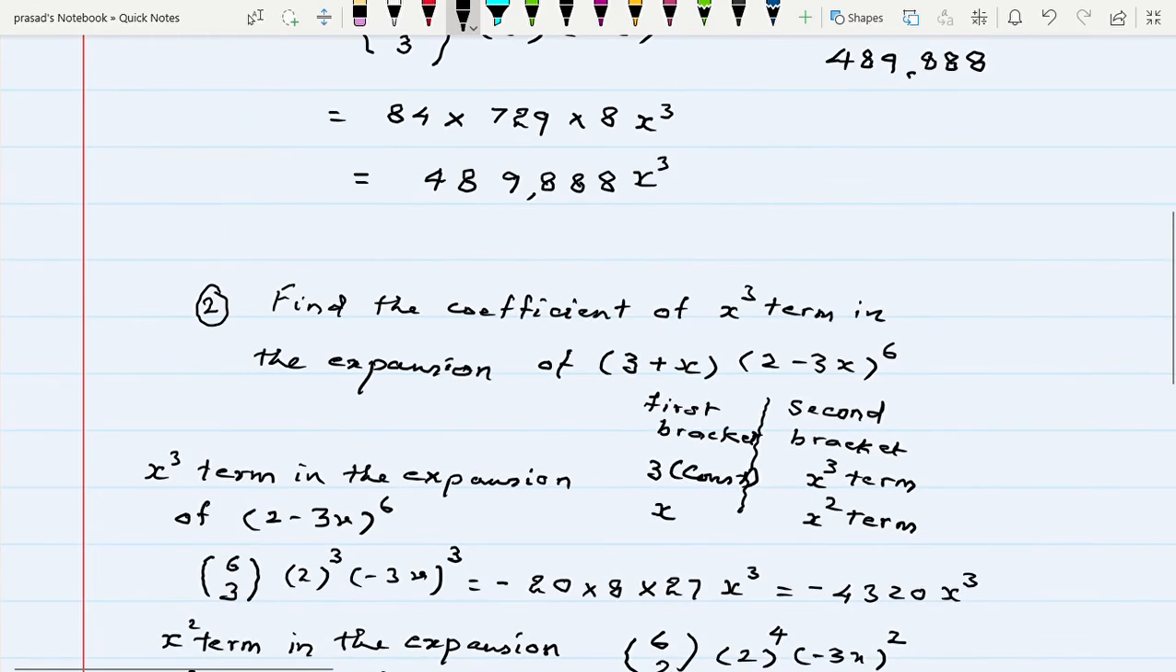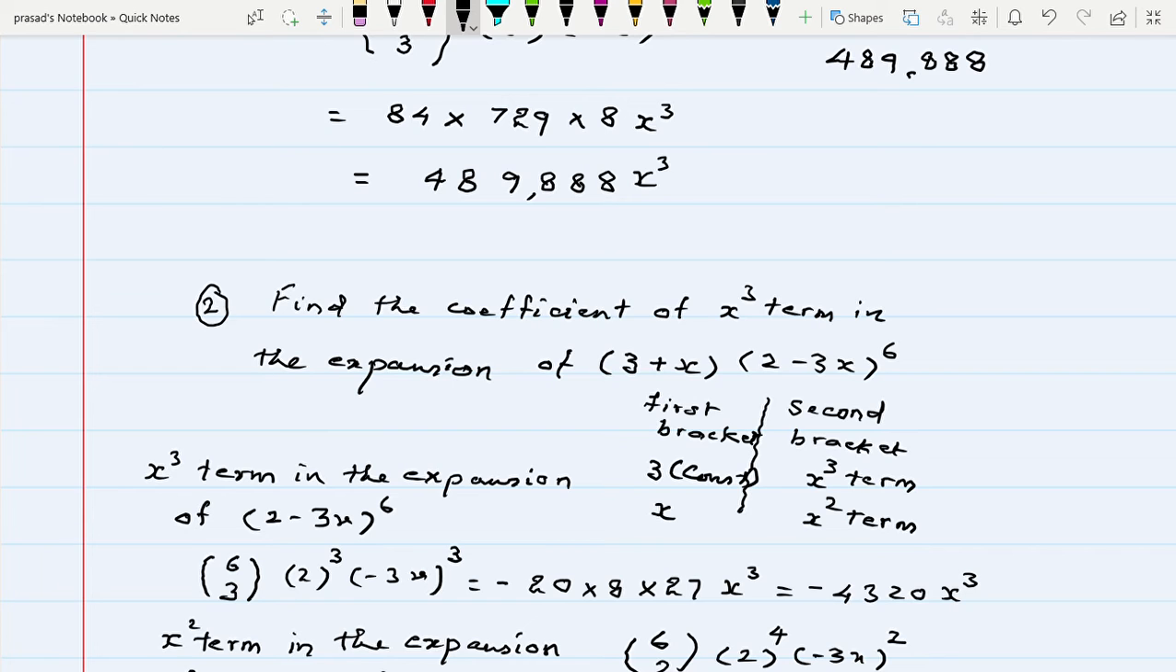So keep this in mind. Here, there is no need of totally expanding the second bracket, (2 minus 3x) to power 6. Only see the combinations that give you the required term. Now in the first bracket, 3 is a constant, so I will multiply it by the x cube term in the second bracket.